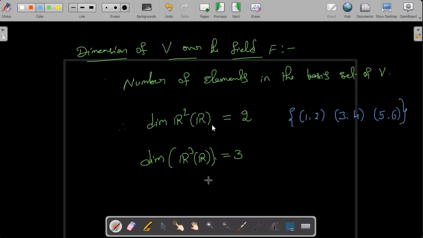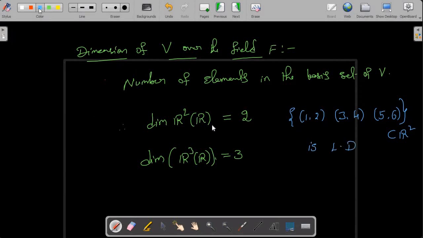You take this set. I know this is a subset of R2, and I know what is the dimension of R2. The dimension of R2 is 2. It means basis set will have only 2 elements. But here this set contains more than 2 elements. 3 elements ఉన్నాయండి ఇక్కడ. So what is the conclusion? This set is linearly dependent.